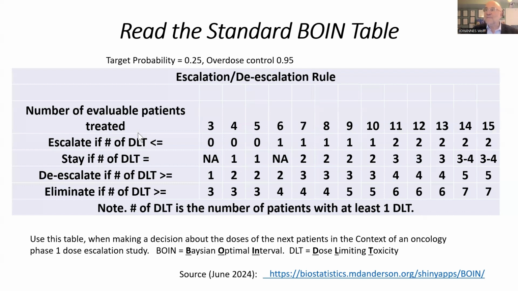Sometimes you have that table with only 2 lines, escalate and de-escalate, and the stay line is left out, but that's very simple. It's just all the numbers that are higher than this one and below this. It's more of a problem when the eliminate one is missing. Let's hope you don't run into this before you've finished watching this video, because then you can do it yourself.